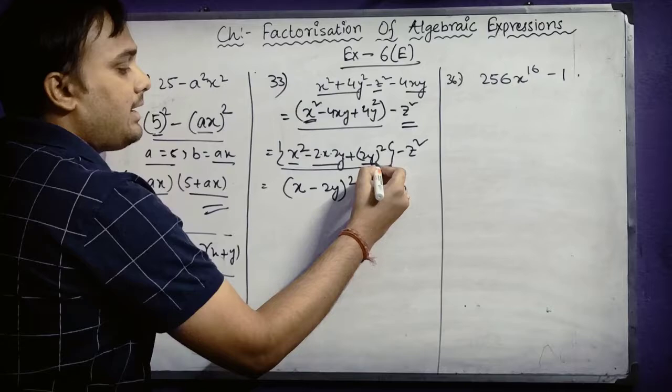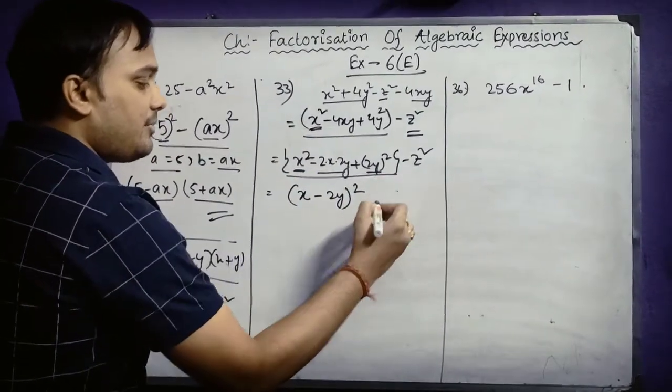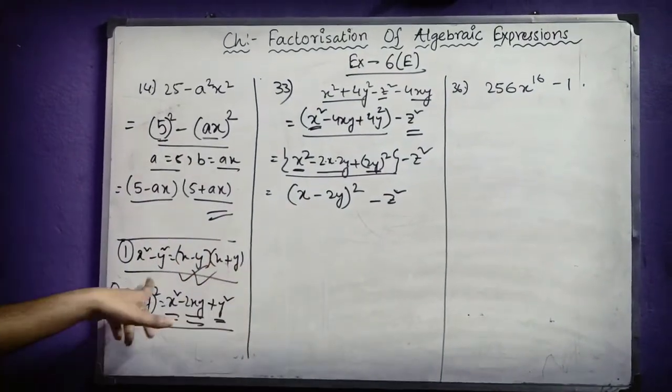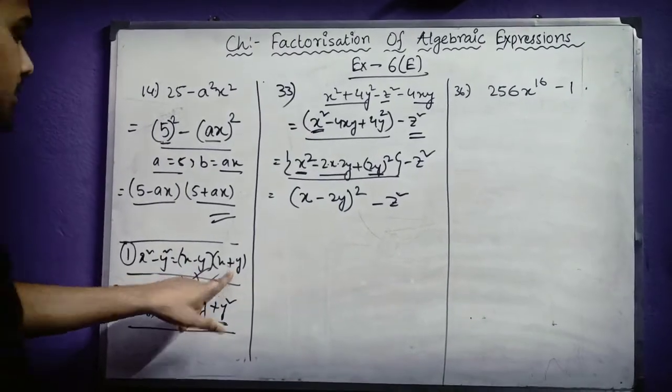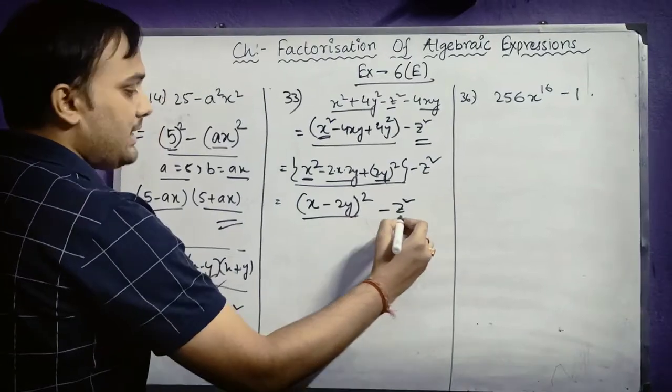But in place of y I have 2y, so I will write 2y here, and in place of x I have x only, and the remaining is minus z square. Now come to the main formula, the first formula, x square minus y square equals x minus y into x plus y. So here you can see the x is this complete bracket and y is this z.